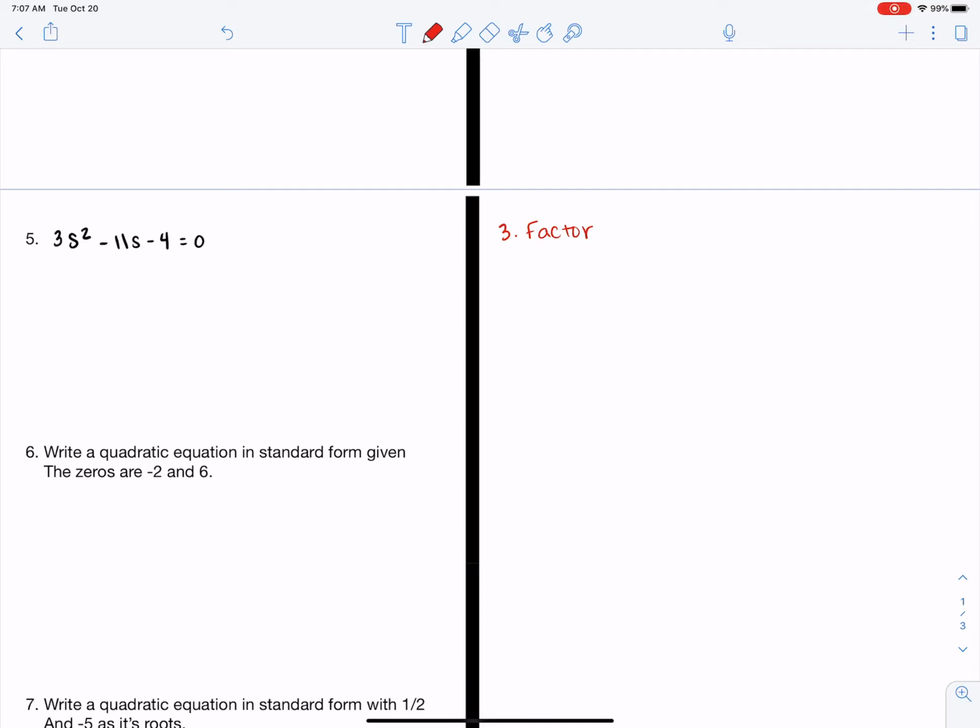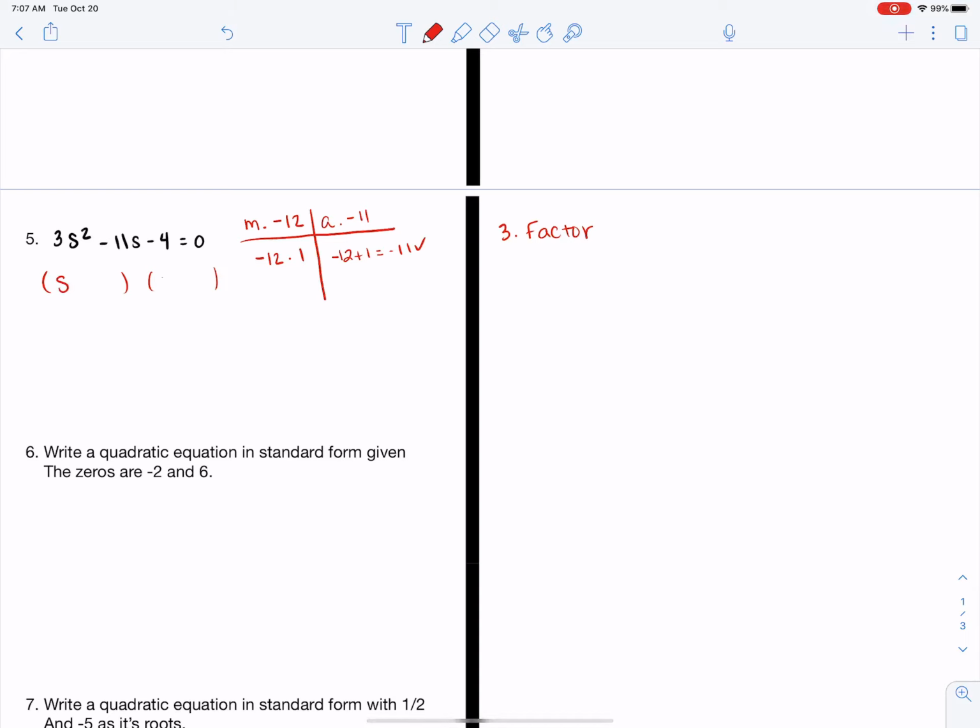All right, so I need two numbers that multiply to a times c. 3 times negative 4, negative 12. And then I need to add to b, negative 11. Okay, so I'm going to use negative 12 times positive 1 multiplies to negative 12. And negative 12 plus 1 is negative 11. So that works. So build two sets of parentheses.